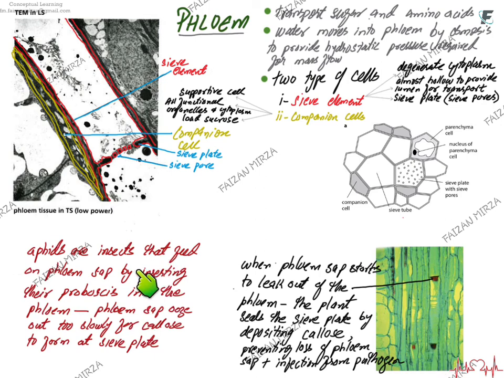Aphids are insects which feed on phloem sap by inserting their proboscis into the phloem. Phloem sap oozes out too slowly for the callose to form at the sieve plate. So these aphids can very successfully feed on the phloem sap, and the callose will not form. Very similar to mosquitoes, which keep on feeding on our blood. They take a blood meal from us, and our blood doesn't clot because the sting that the mosquitoes have releases an anticoagulant which doesn't allow our blood to clot.